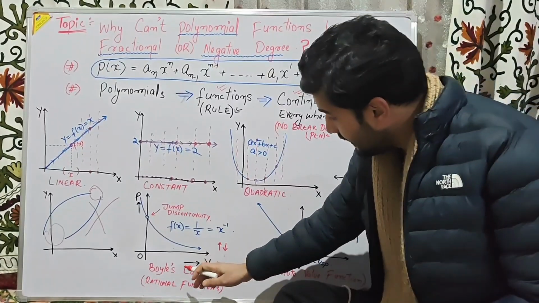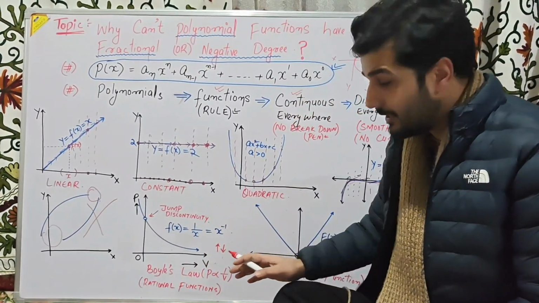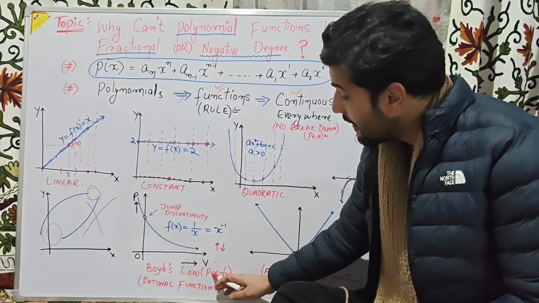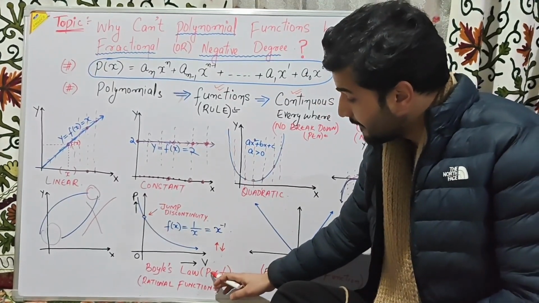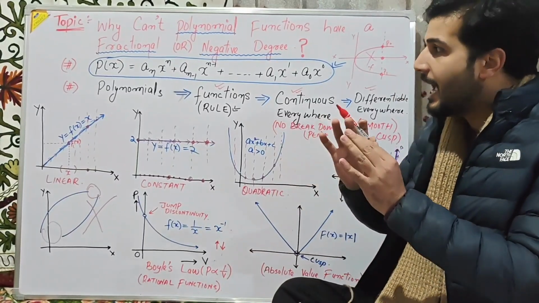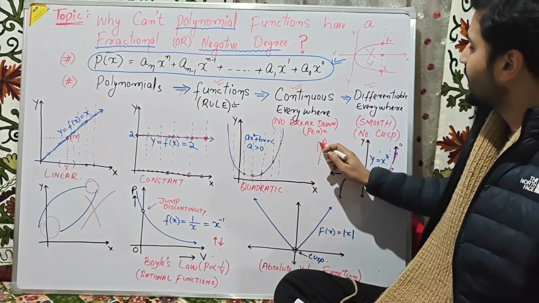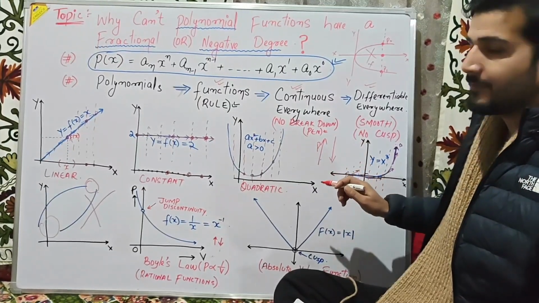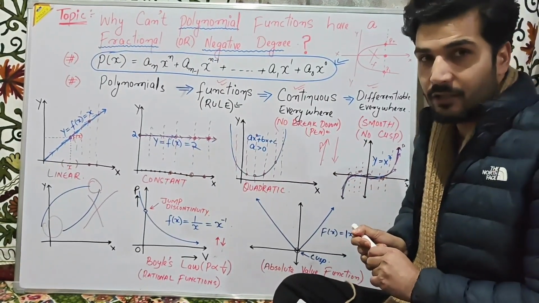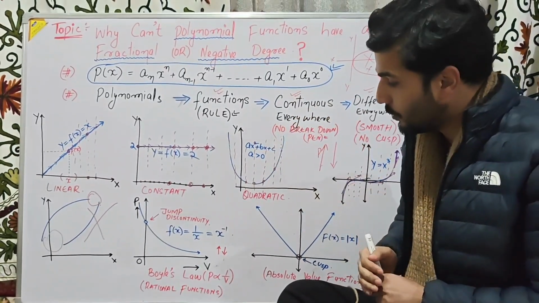We will take the law. Which law is this? It is Boyle's law. What does it say? Boyle's law says that in physics, pressure is inversely proportional to volume. That means as pressure increases, the volume decreases. Okay, so this is Boyle's law: pressure of the gas is inversely proportional to volume.